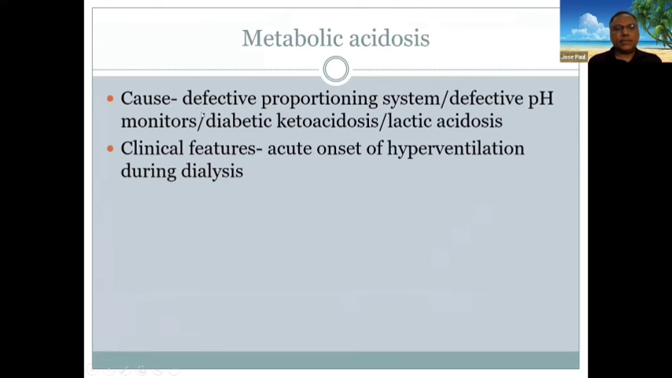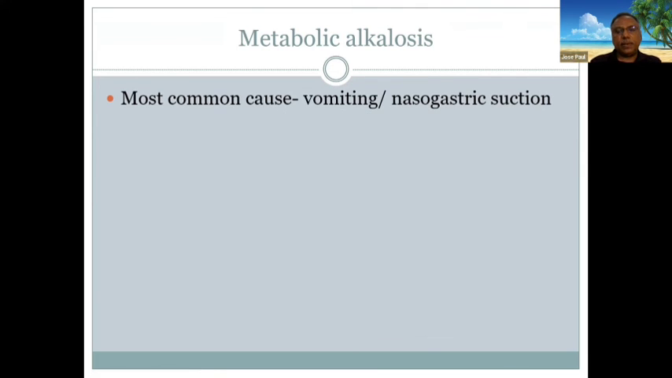Then metabolic acidosis. Causes include a defective proportioning system, defective pH monitors, diabetic ketoacidosis, and lactic acidosis. The clinical features include acute onset of hyperventilation during dialysis. Often it is due to an underlying problem rather than a defective proportioning system. However, you have to think about a defective proportioning system also in this cause of metabolic acidosis. Metabolic alkalosis is often due to the systemic condition of the patient, like vomiting or continuous nasogastric aspiration.